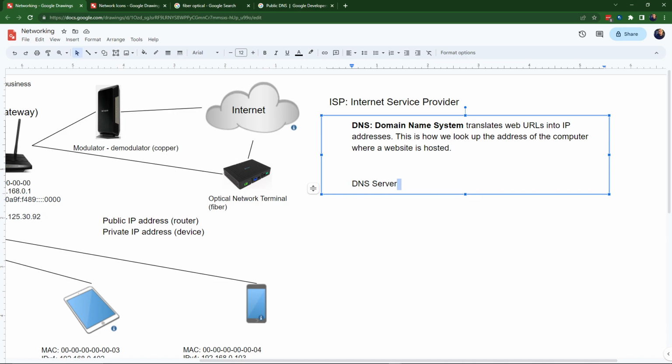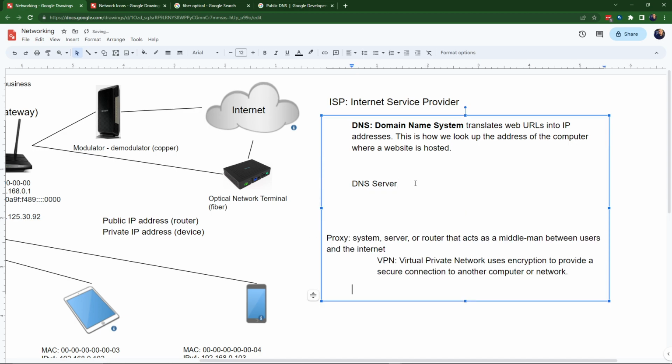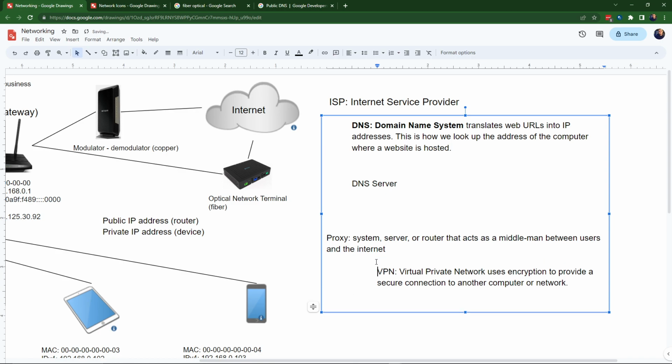Now we have two other things we want to talk about that have to do with accessing the internet. We have a proxy and we have a VPN. I'm not going to go too deep into what these are, but basically a proxy is a system, server, or router that acts like a middleman between users and the internet. I'm not going to show you because it's bad to leak this sort of stuff on the internet, but if I looked up my IP address right now, it would very easily show you very close to where I live. And that can be an issue for privacy sometimes.